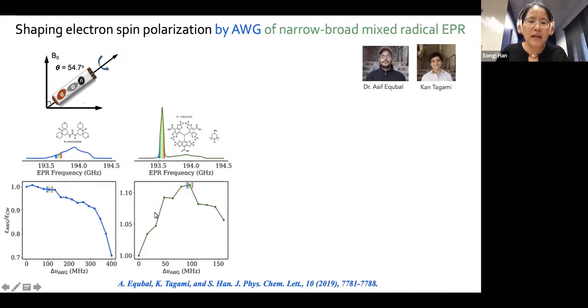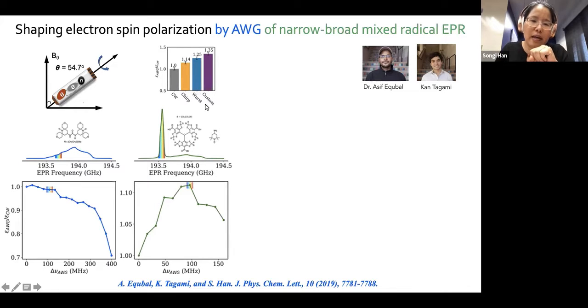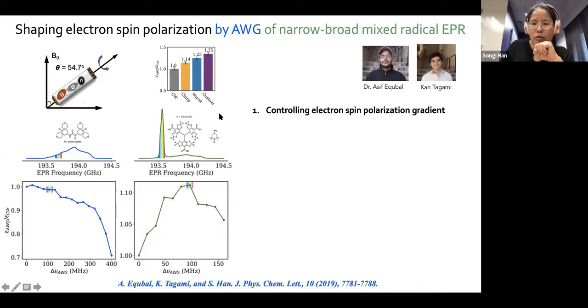Then really broadband excitation can dramatically enhance the DNP enhancement under magic angle spinning. You can then further go ahead and customize your shape to that of the EPR line width, as well as, in the future, customize it by the relaxation of the electron spin. So really neat games can be played. So this was just about controlling the shape of the polarization gradient.